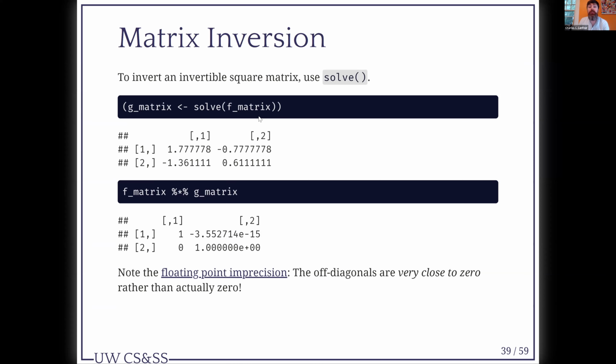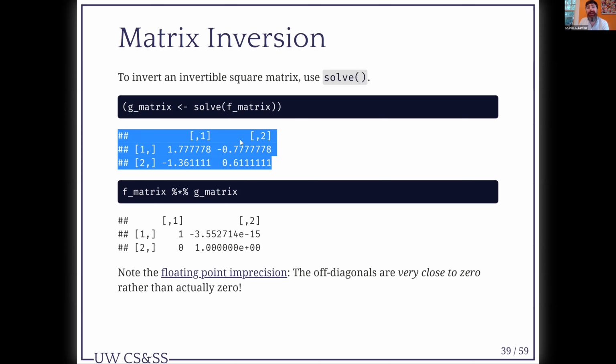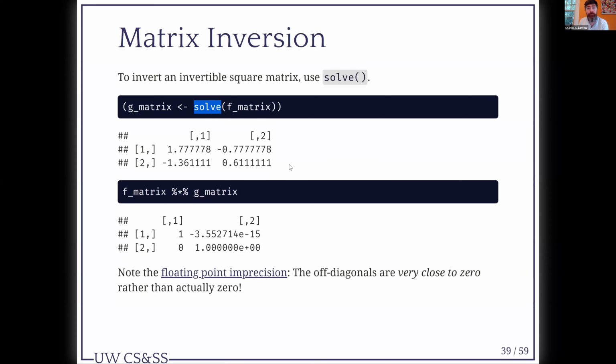If you want to solve for a matrix, if you have an invertible square matrix, I could say take F matrix, solve for it, G matrix, and now I can get the inverse of that matrix. So you can give matrices to R and make it take their inverse. Solve gives you the inverse. And you know that this inverse works because I could take F matrix here and matrix multiply it by G matrix.